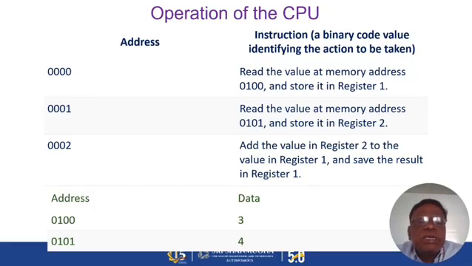So in these cases, all the addresses should be zero. The instruction is given to read the value of memory address 0100 and store it in register 1 itself. Simultaneously, suppose register address 0002 means add the value of register 2, from the previous sections, to the value of register 1 and save the result in register 1 itself. Normally, the address 0100 indicates the data 3, and then 0101 indicates the data 4.